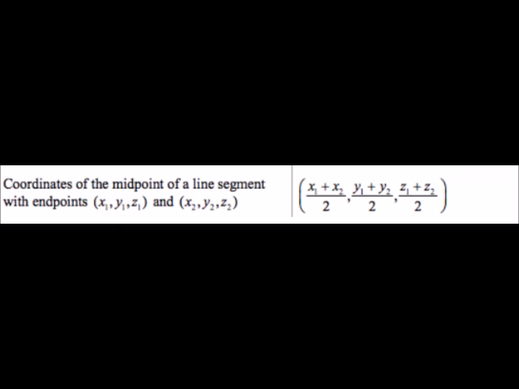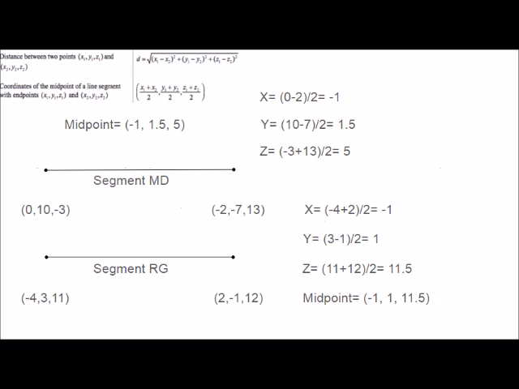For this problem, since we're trying to find the midpoint, and we have both coordinates on the end of the line segments, we're going to use the coordinates of the midpoint of a line segment with endpoints formula, like the one listed on the screen for the first step, so we can find the midpoints and then solve the problem from there. So now we're going to input that formula to find the midpoints of both segment MD and segment RG.